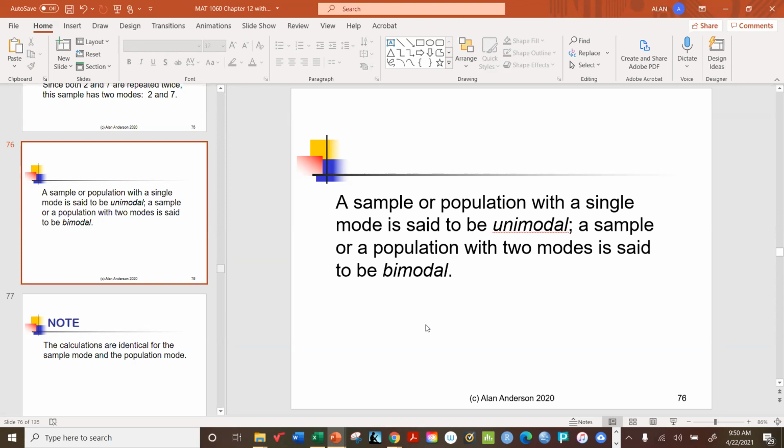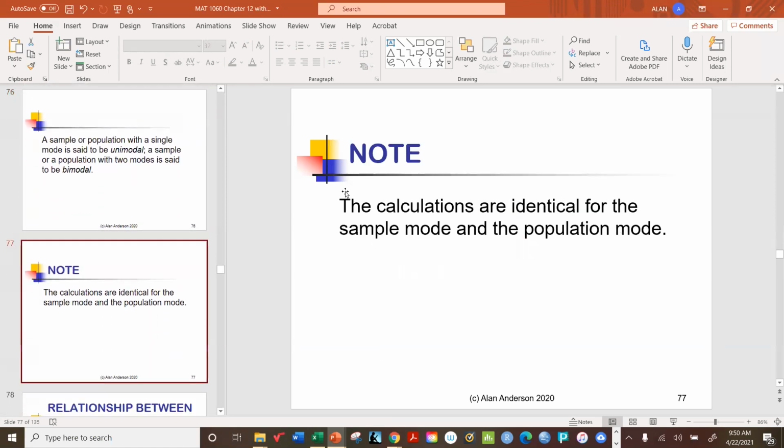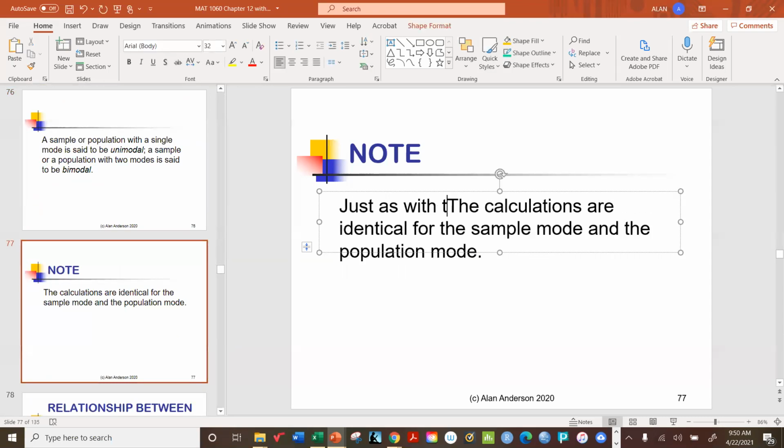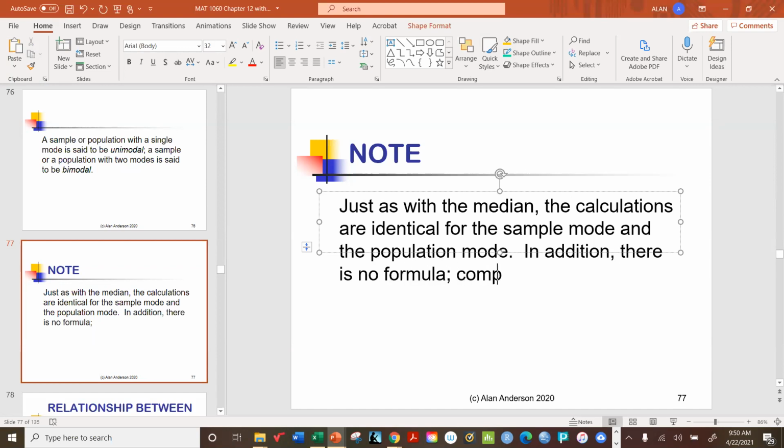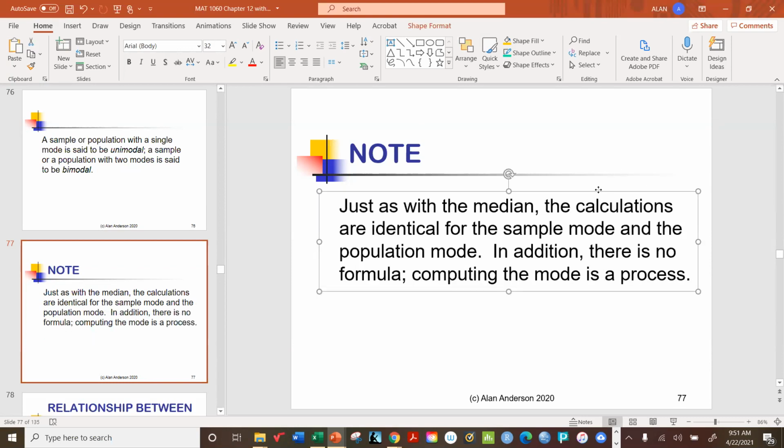So, you can see how this can get very strange. So, just as with the median, the calculations are identical for the sample mode and the population mode. And in addition, there is no formula. Computing the mode is a process. Okay, just like the median. So these are two events.